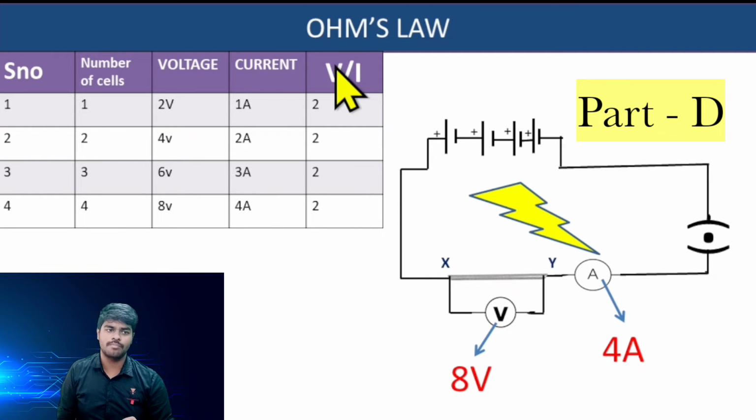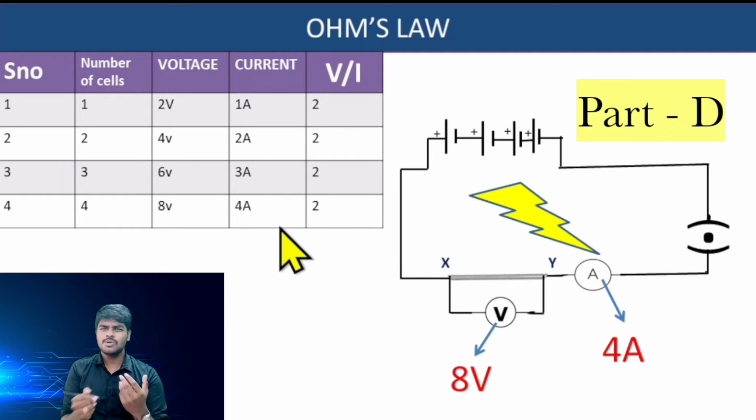What is the V by I ratio? Again 2. 8 by 4 is 2. Oh my god. What is going on actually?